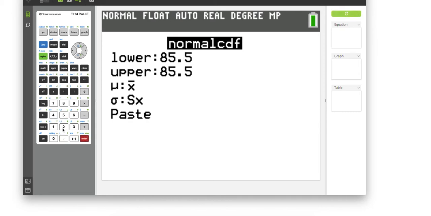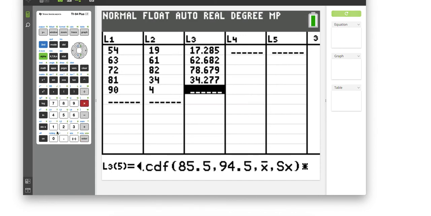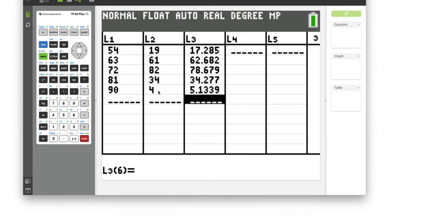Okay, number 2. 85.5, 94.5, go down to paste, times 200. All right, and again, that one's pretty close. So this looks like it's going to check out. So these are your expected values. And I think online it says round these to the nearest integer. So you'd put 17, 63, 79, 34, and 5.